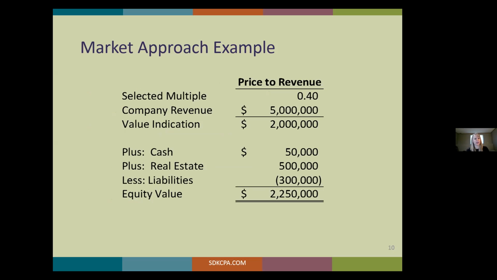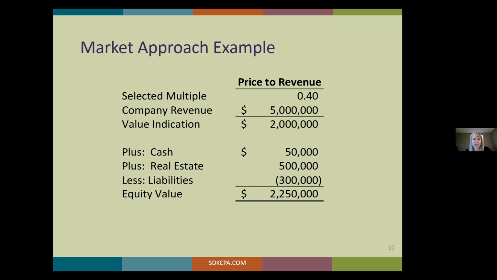So here is another simplified example of evaluation. And so in this example, using the market approach, we have selected a multiple of 0.4 for our price to revenue. And again, that would be based on looking at privately held transactions and finding ones that are comparable enough to our company. So we start with that multiple, and then we multiply it by our company's revenue to get our value indication.